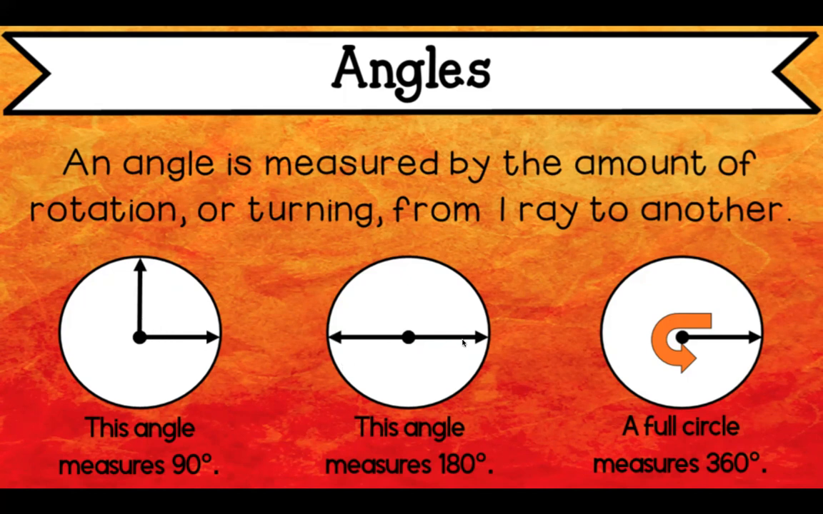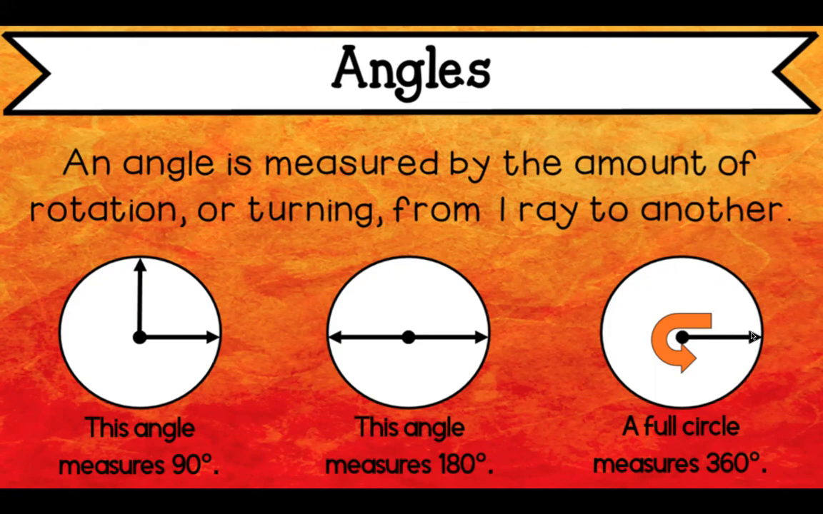This angle looks exactly like just a straight line, right? With an endpoint in the middle. It's called a straight line. That angle from one side to another is like a half circle. That angle would be 180 degrees. It's like half a circle.